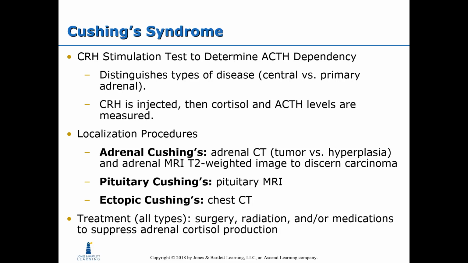Localization procedures: adrenal Cushing's, adrenal CT, the tumor versus hyperplasia, and adrenal MRI, T2 weighted image to discern the carcinoma. Pituitary Cushing's, pituitary MRI. Ectopic Cushing's, chest CT. Treatment: all types of Cushing's would be treated with surgery, radiation, and/or medications to suppress adrenal cortisol production.